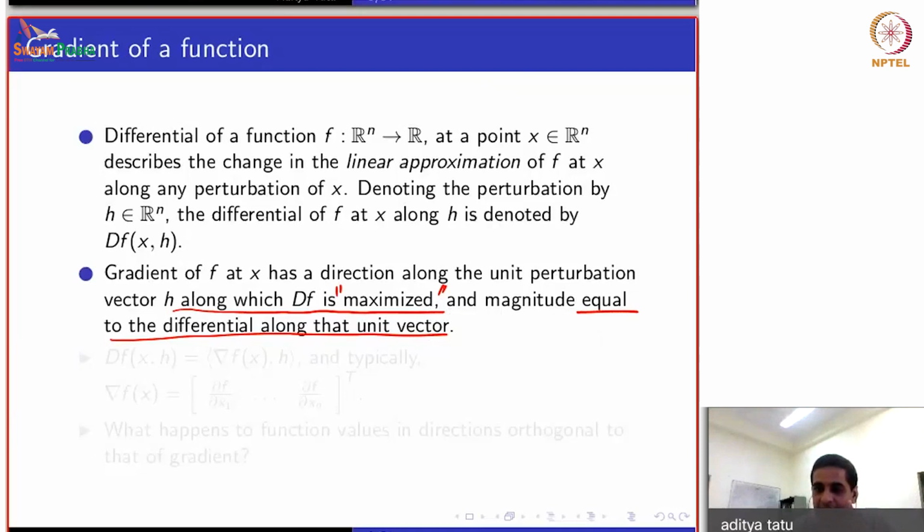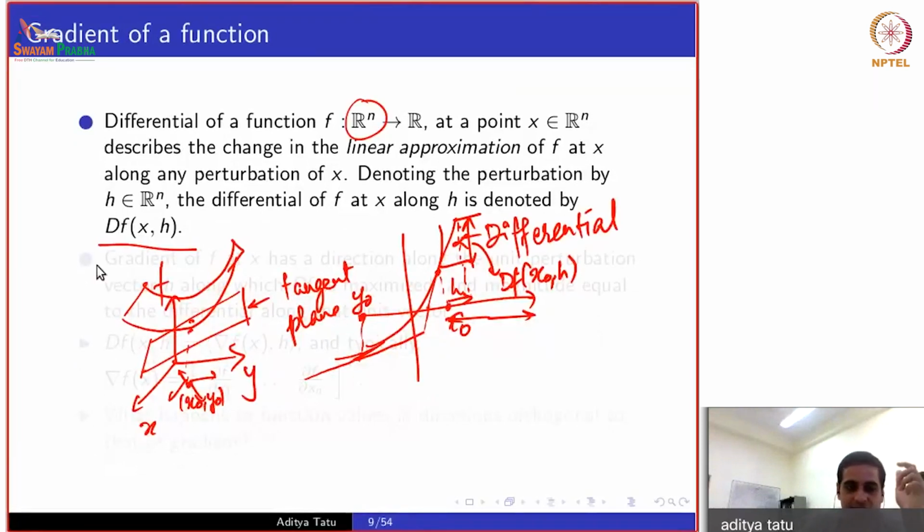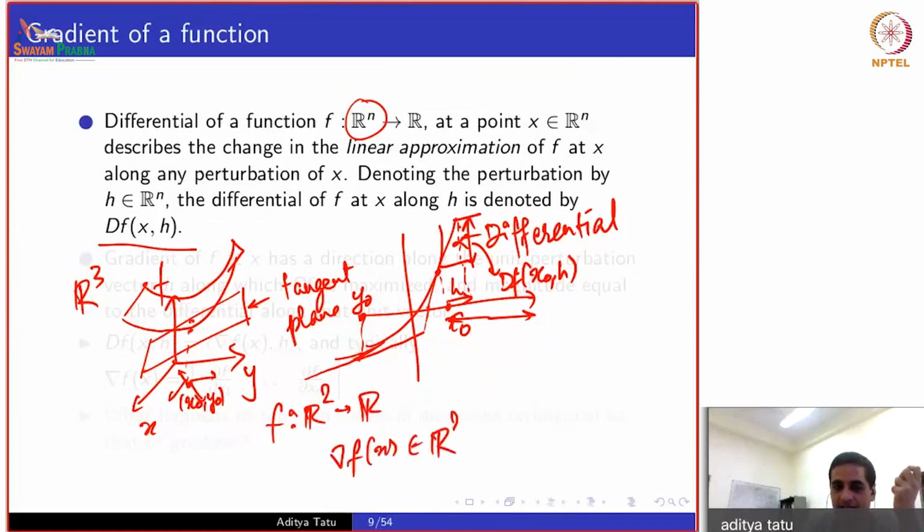Question: the dimensionality of the tangent is always n minus... By tangent I mean I have to draw it in Rn. In this case, the tangent plane is a plane in R3. Remember, the gradient vector is a vector that belongs to the domain of the function. So if I have a function f from R2 to R, the gradient of f at any point x will be a two-dimensional vector. But the tangent plane is also describing the change in the value of the function, which is why it is drawn in R3.